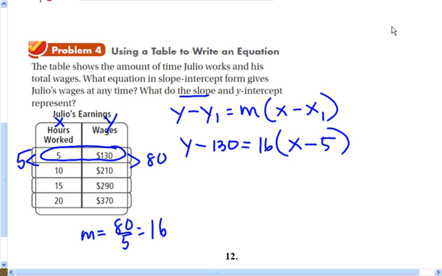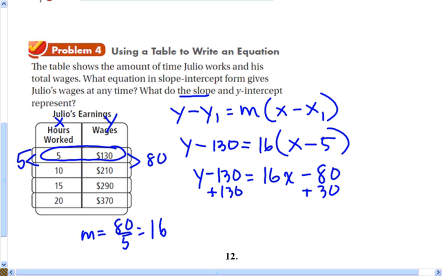Now all I have to do is simplify that equation. I'm going to use the distributive property. Multiply that out, then I'm just going to add 130 to both sides. And I get y equals 16x plus 50. My y-intercept is 50, and what that tells me is Julio gets $50 plus $16 an hour for his wages.